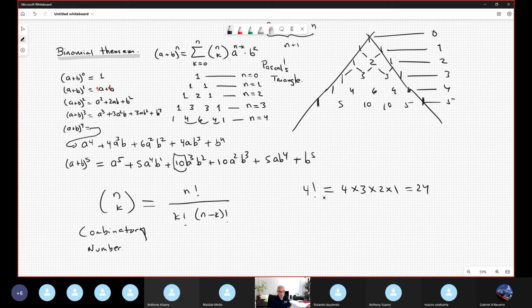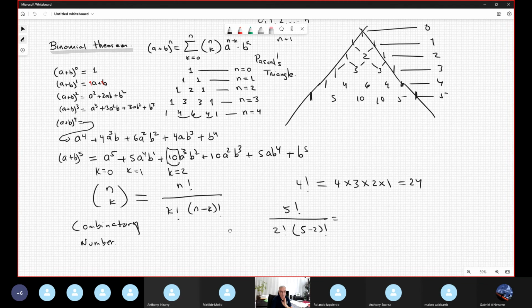This 10 is 5 factorial. Why 5 factorial? Because n is the exponent we're using in the binomial, no? And k is the order. This is k0, this is k1, and this is k2. Okay, I want to find the one in location 2. So it would be 5 factorial divided by 2 factorial times 5 minus 2 factorial. Something like that.